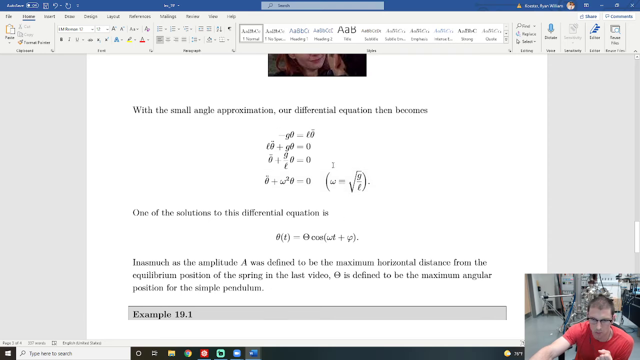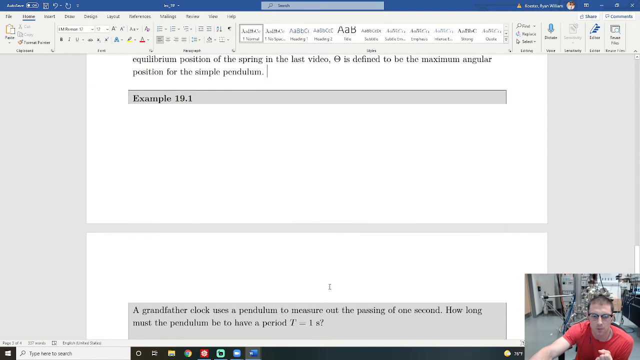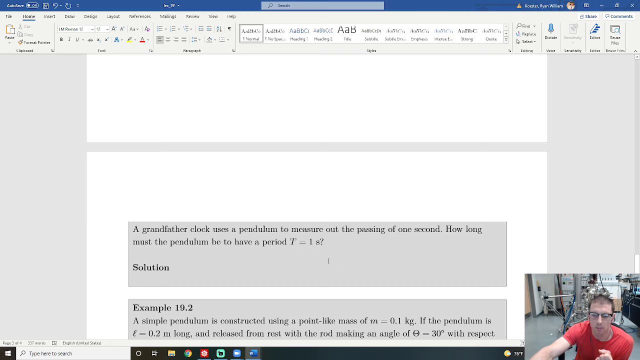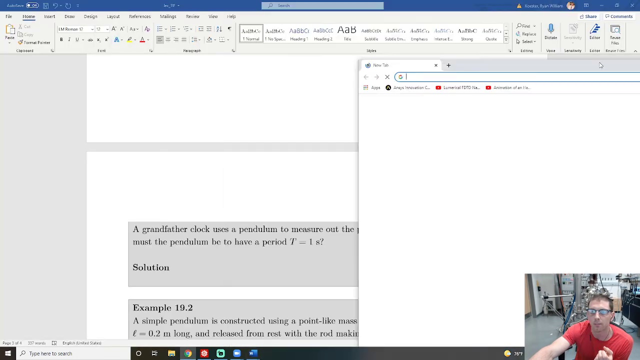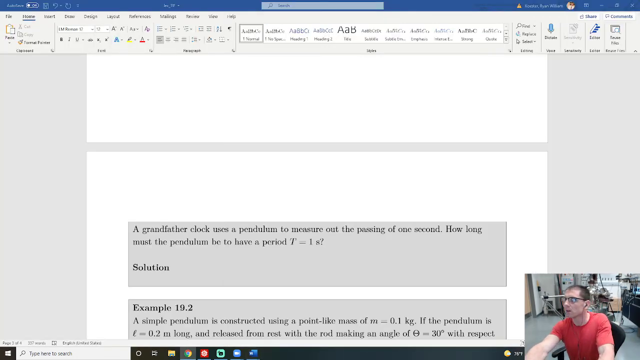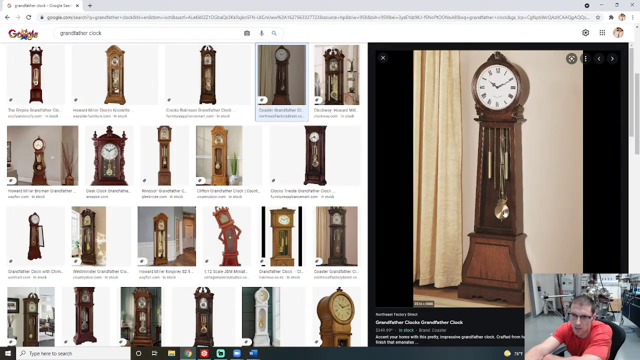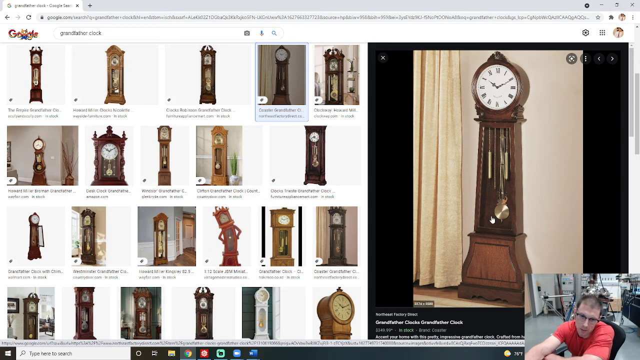So let's work an example that involves this. A grandfather clock uses a pendulum to measure out the passing of 1 second. I don't know if you've ever seen these. Maybe let me try to find a picture. Here's a good one, I think. So like this, there's this thing that swings back and forth. And this can be modeled as a simple pendulum fairly well, I think. Well, I would say more of a physical pendulum, but still, it is a pendulum.